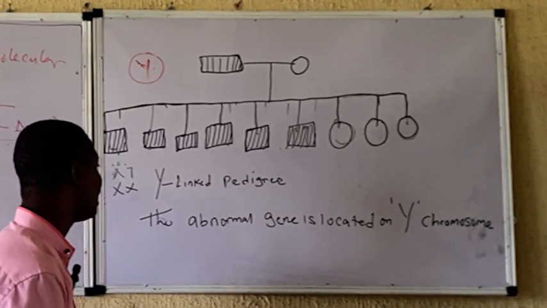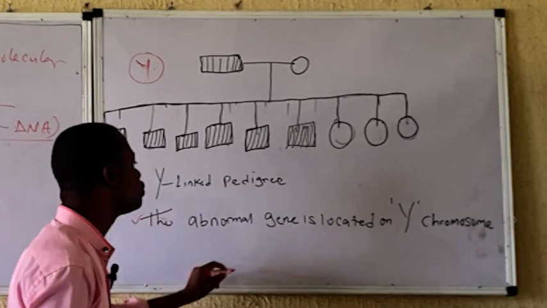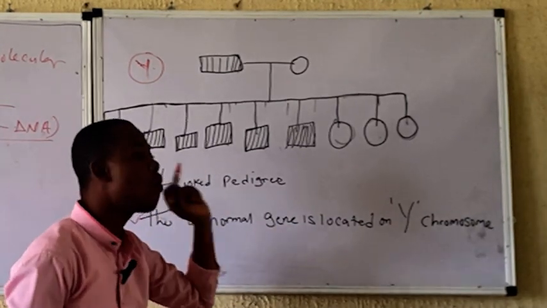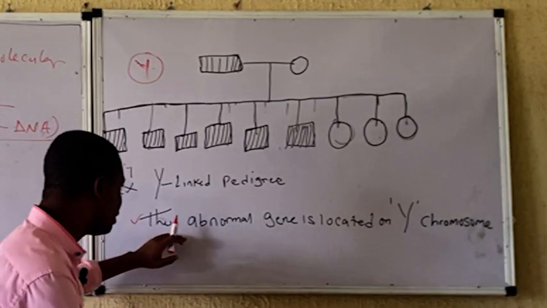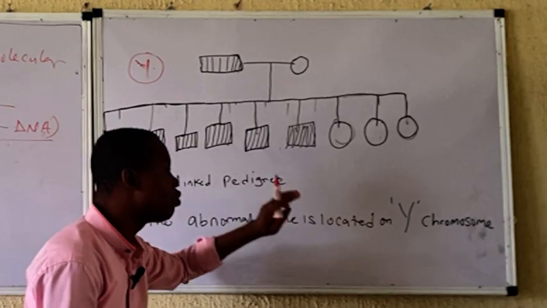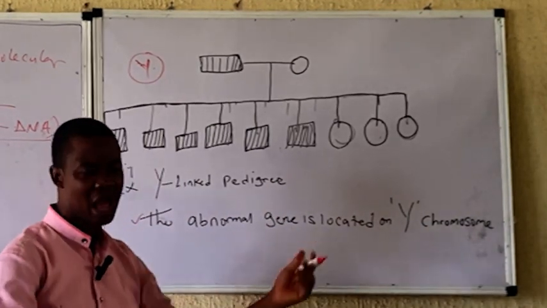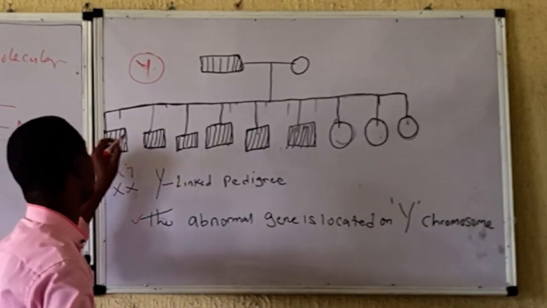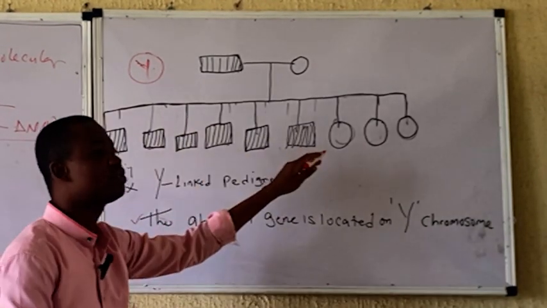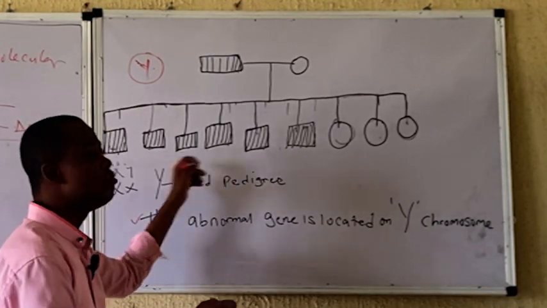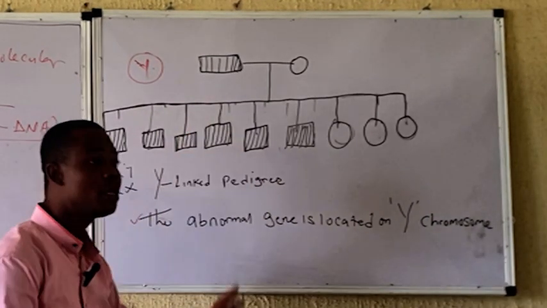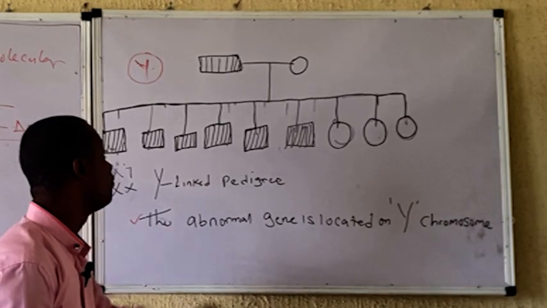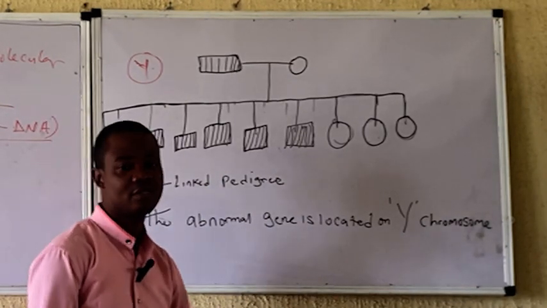Now, what can we conclude from this question? Our conclusion will be that the abnormal gene is located on the Y chromosome. Why? How? The only explanation is that all the male sons are affected because all of them receive the Y chromosome from their dads.